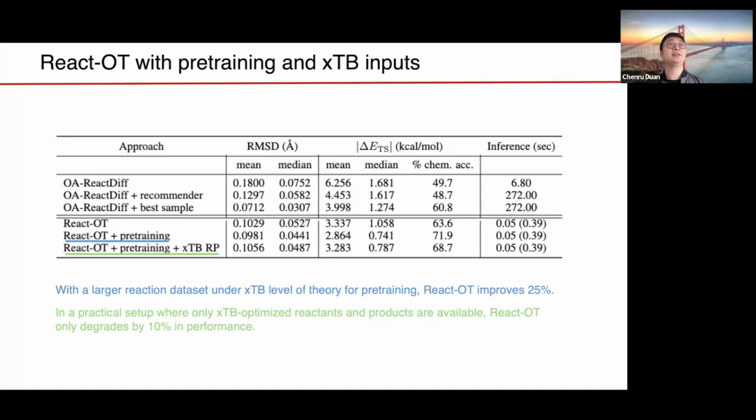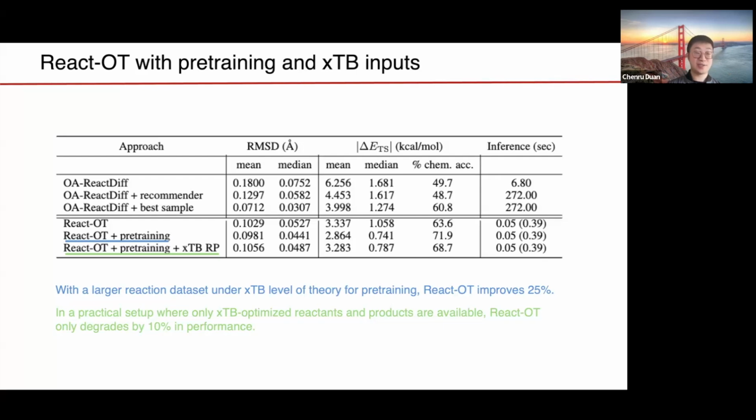add some pre-training on a much larger database that is not built by DFT, but by lower-level methods, semi-empirical methods, say XTB. And we find that after this pre-training step, ReactOT can further improve 25% in both the RMSD and the barrier height.